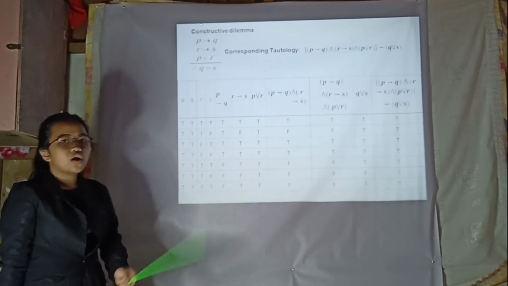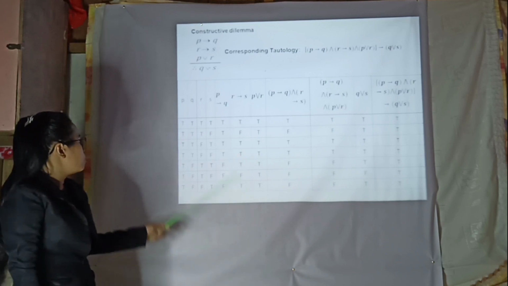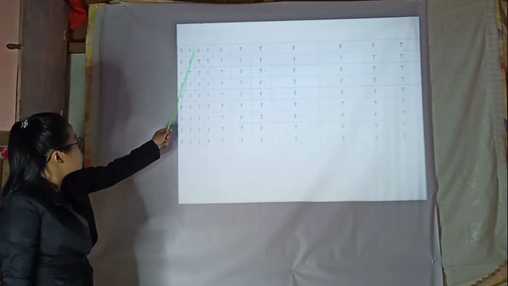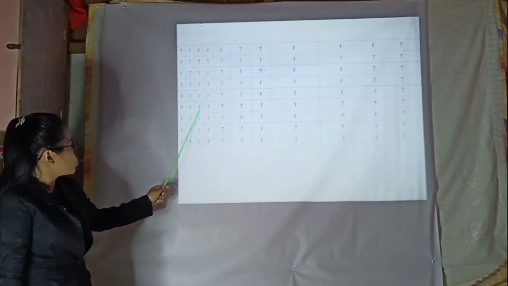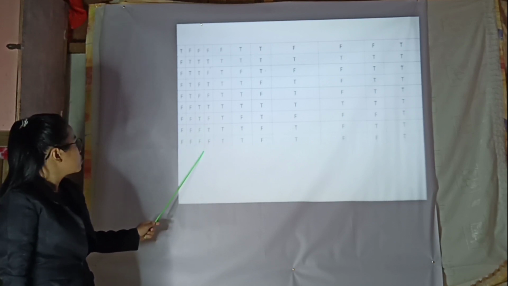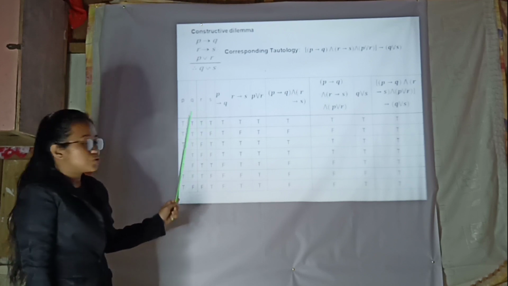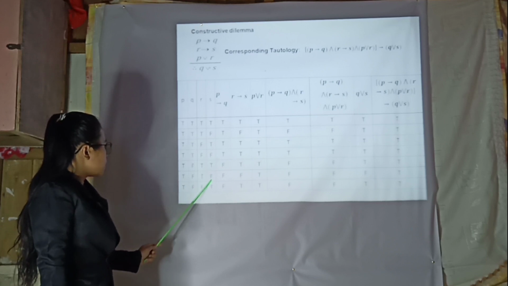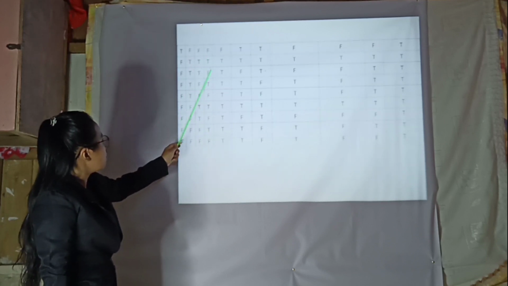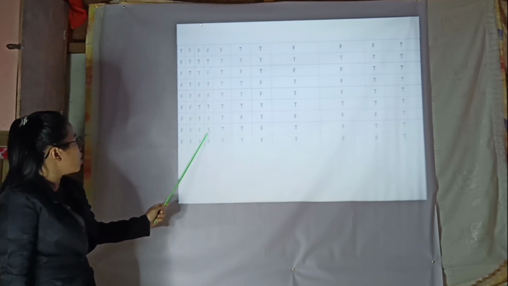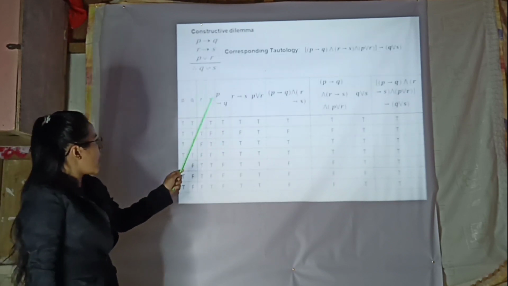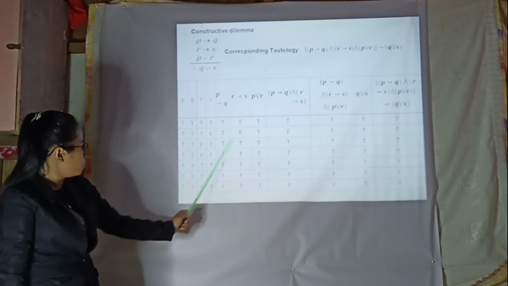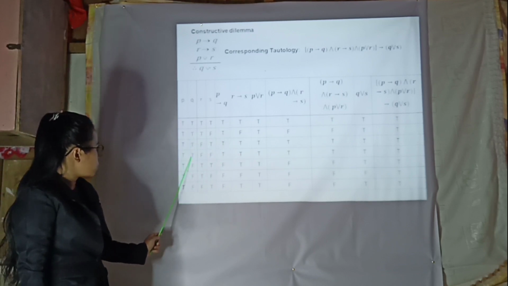So in R, 4 divided by 2 equals 2: true, true, false, false, repeating. In S, 2 divided by 2 equals 1: true, false, alternating. Then P implies Q: true, true, true, and so on.